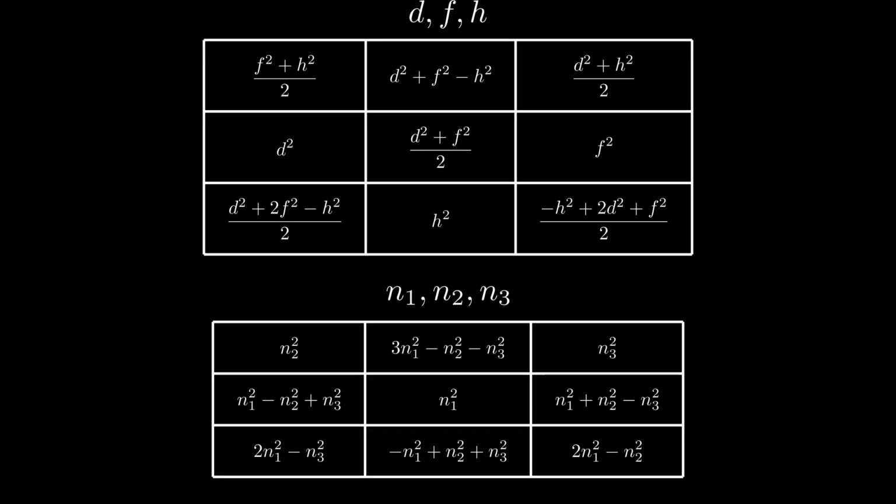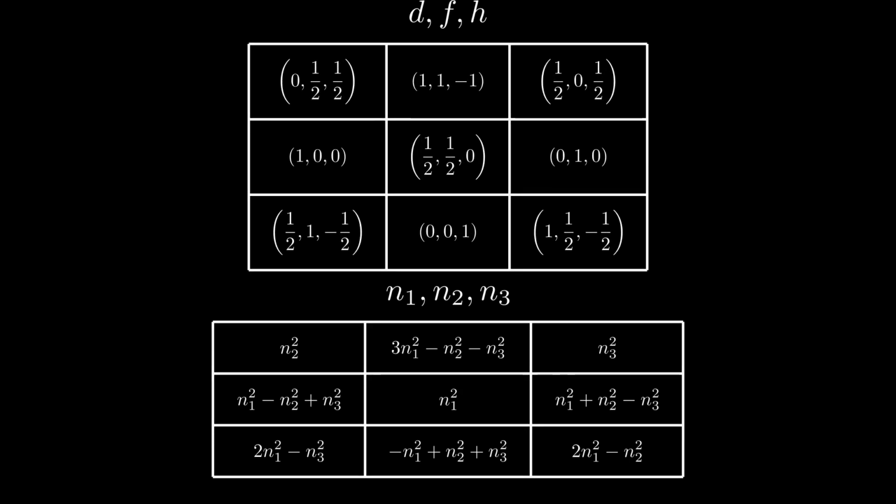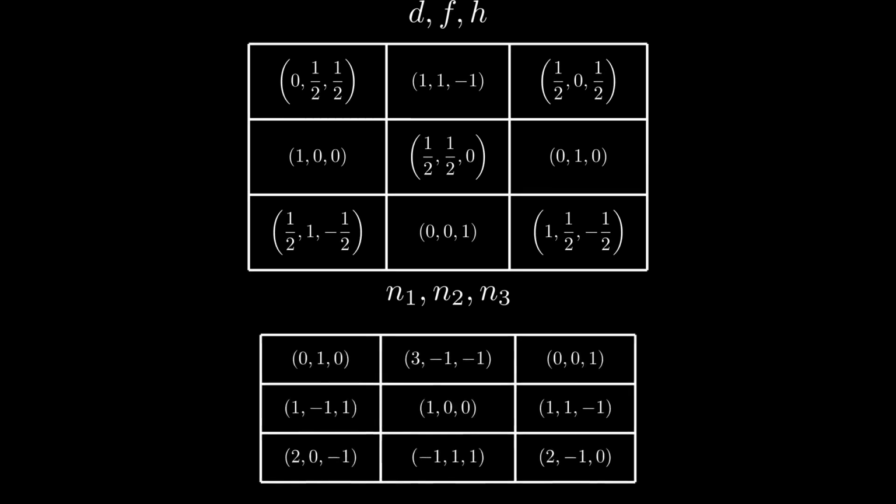In my notes, I like to reduce and simplify the writing required for these tables, and so I just remembered which space they were in, whether dfh or n1, n2, n3, and just defined each cell in terms of 3 separate number values. So for example, in the top left cell, that triple just represents (f squared + h squared)/2, while in the n1, n2, and n3 table, the top left cell simply represents n2 squared.